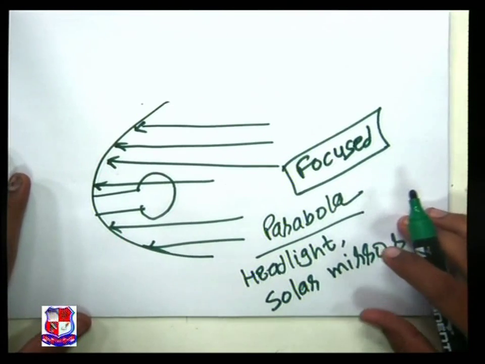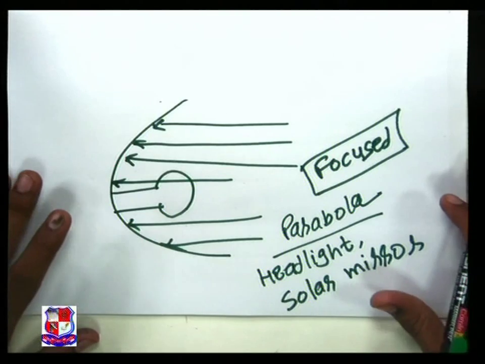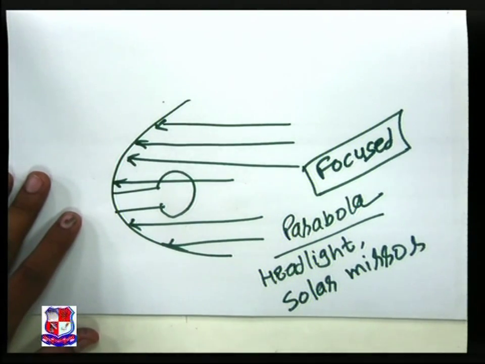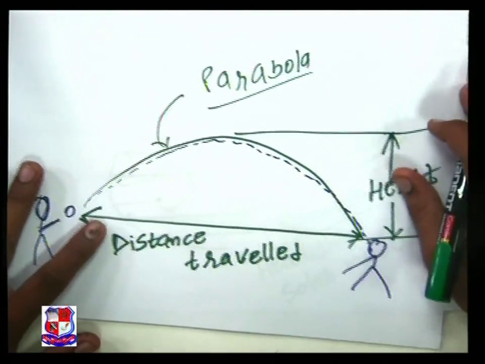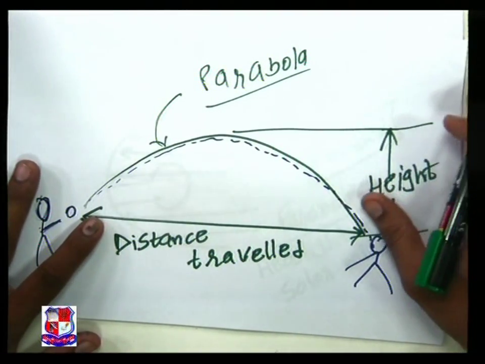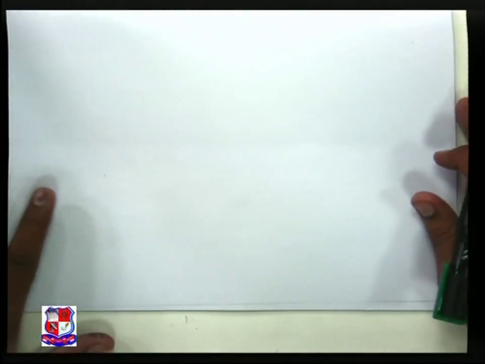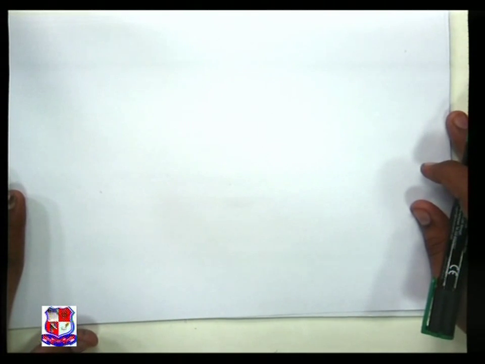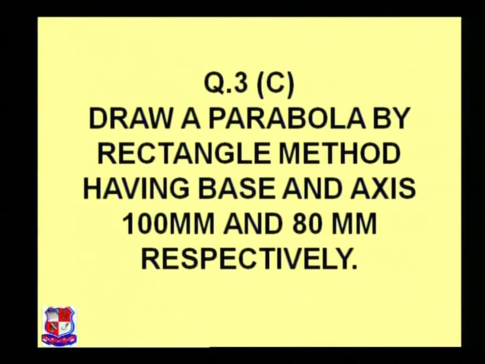Now we understand what is parabola, how parabola looks like. Two things would be very important in this parabola. First would be distance traveled and another would be height. Now we will look at our problem. What is the problem? We are having a base of 100 mm and height of 80 mm.